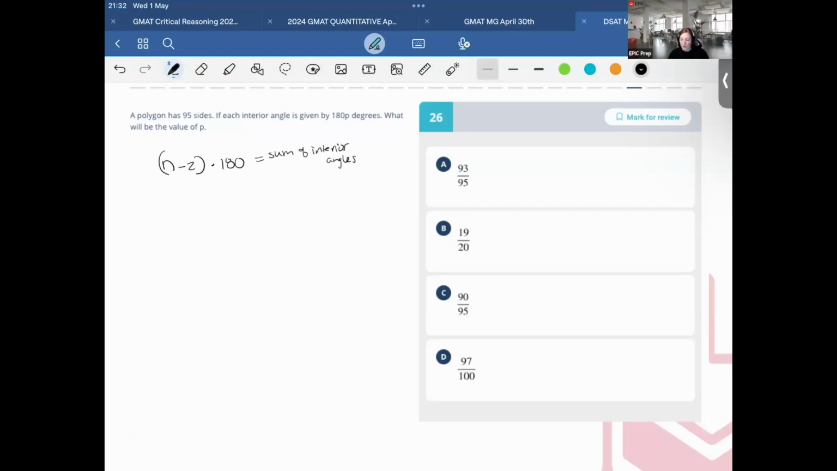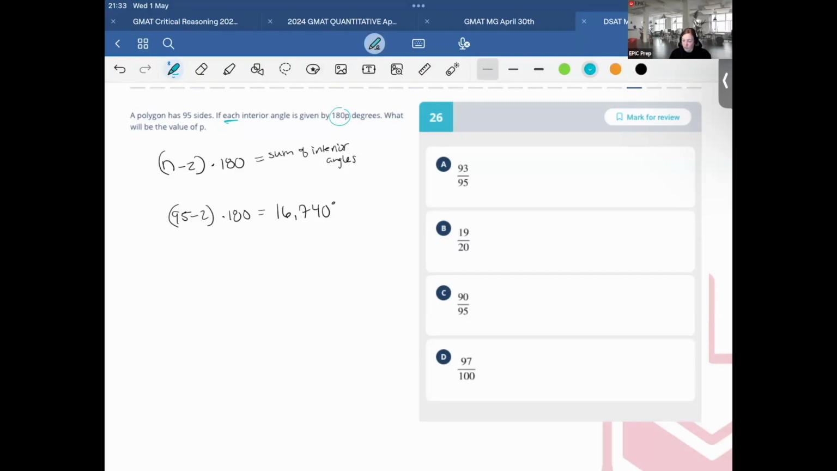So let's do that. This would be 95 minus 2 times 180, which is 93 times 180. That gives me 16,740 degrees, which makes sense. It has 95 sides, so it makes sense that there would be a large amount of degrees for the interior angle measurement. So I know the actual amount of degrees that this has, and it also says that each interior angle is given by 180p degrees.